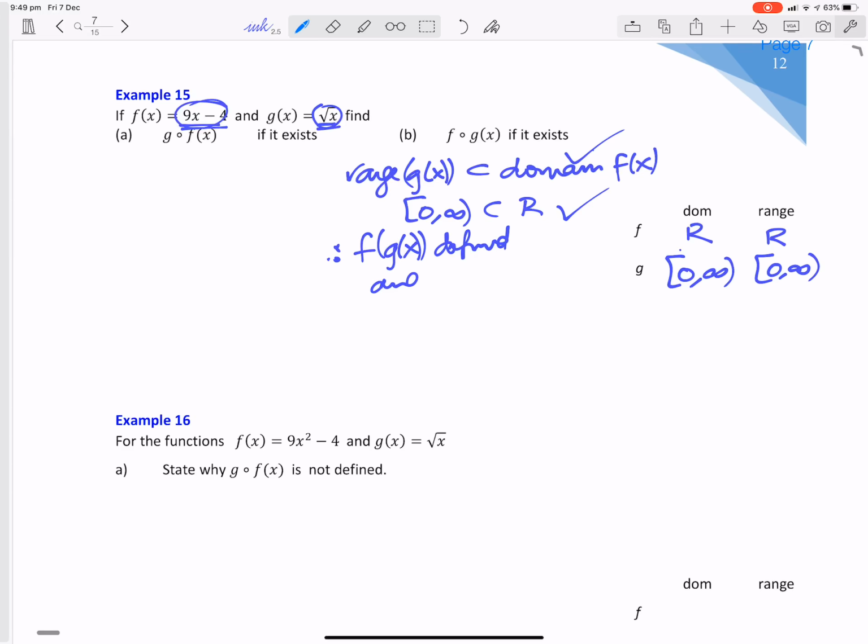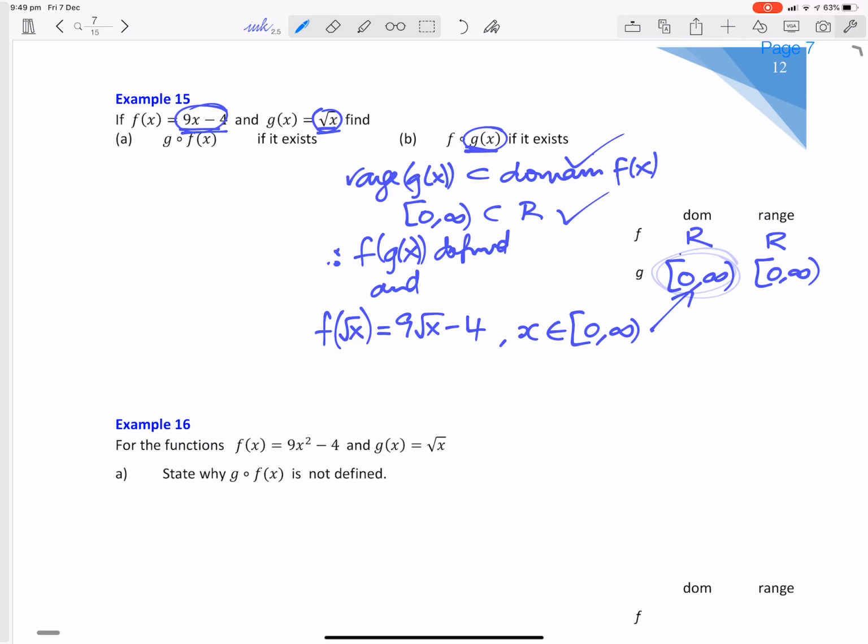And f of g of x is f of root x, which is 9 root x minus 4. And our domain is just the domain of the inner function. So it's the domain of g of x. So x is an element of 0 to infinity, because it's always the domain of the inner function. Now this makes sense.